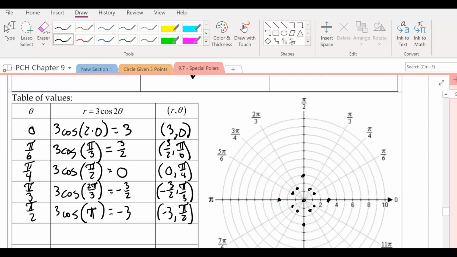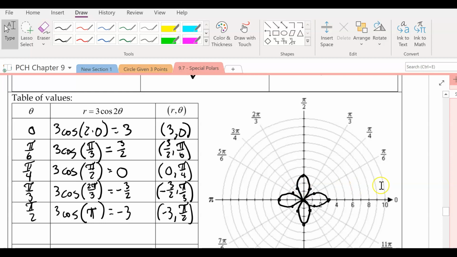So knowing that this is a rose and having these points, we should have enough to kind of sketch in a curve. So it should look something like this. And then back up to here. And there you have it.